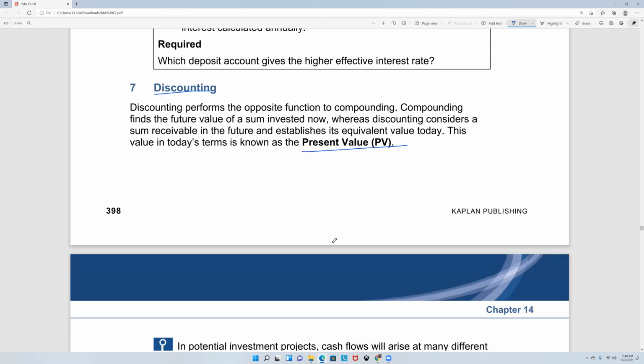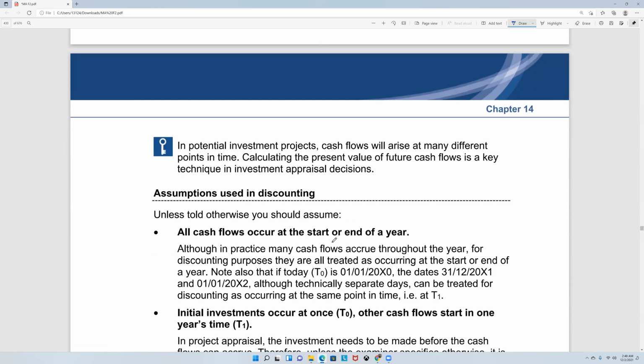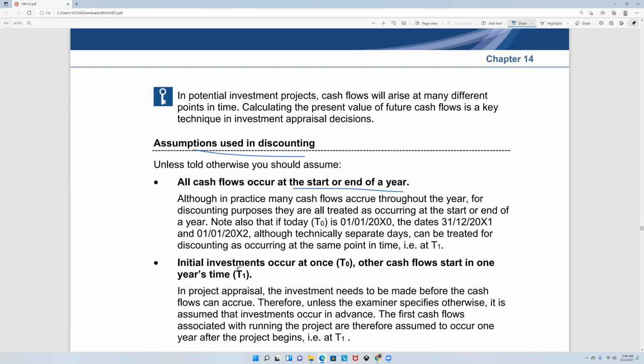Now, this is something you need to keep into consideration because you are going to get it in your 10-mark question. If you see the assumptions used in discounting, all cash flows occur at the start or end of a year. Initial investments occur at once. Other cash flows start in 1 year's time. Normally this is what is said. Initial investment is actually a cash outflow, and others are cash inflows.